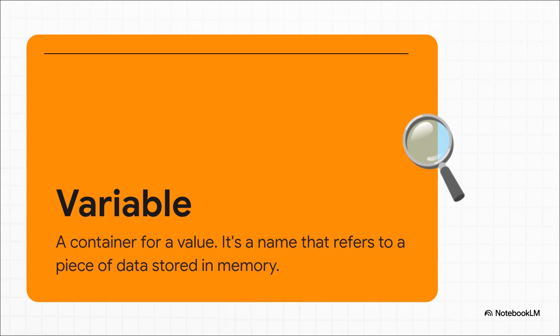So what is a variable, really? The best way to think about it is like a label you stick on a box. The variable isn't the data itself. It's just a name, a label, that points to a piece of data living somewhere in your computer's memory. And this is a really key idea. The variable is the label, not what's in the box.